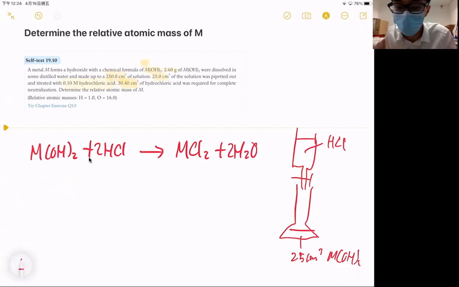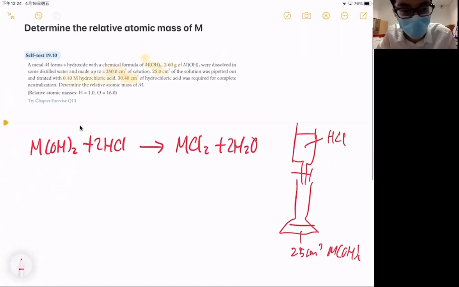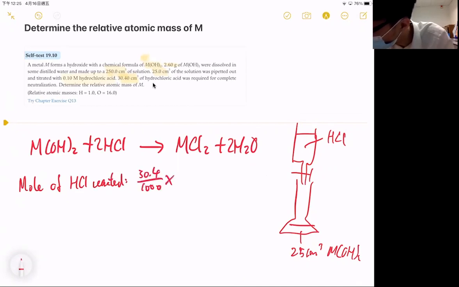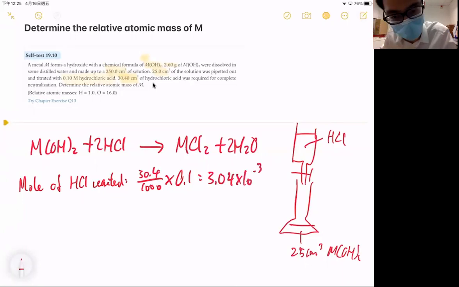Okay, so afterwards, what we need to do is calculate the moles of HCl reacted. So the moles of HCl reacted will be, we have the volume 30.4, and we have also the concentration. And finally, you will get the number of moles, 3.04 times 10 to the power of negative 3 moles of HCl reacted.